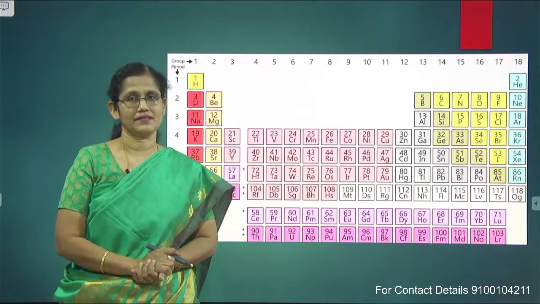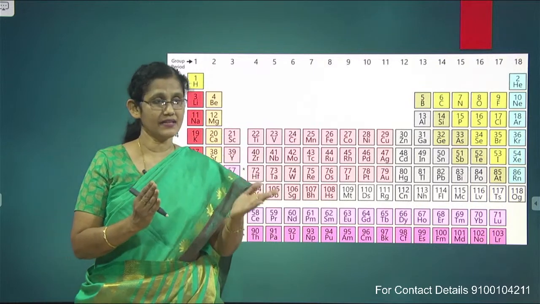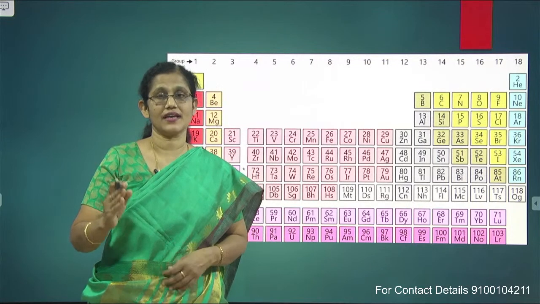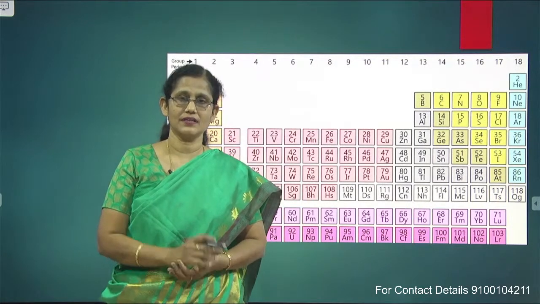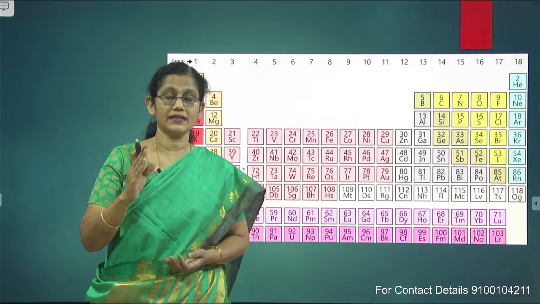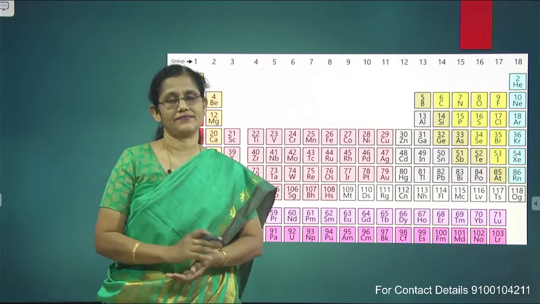What is the main basis for classification of elements in this long form of periodic table? Atomic numbers. The difference between Mendeleev's table and the long form of periodic table: Mendeleev considered atomic weights as the basis for classification, whereas Moseley considered atomic numbers as the basis for classification, right.